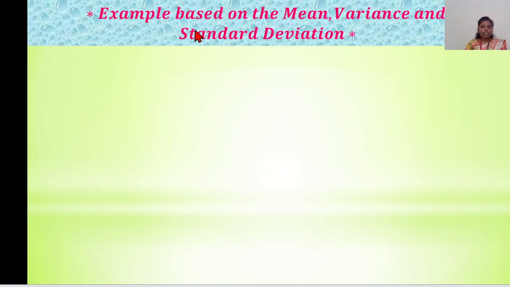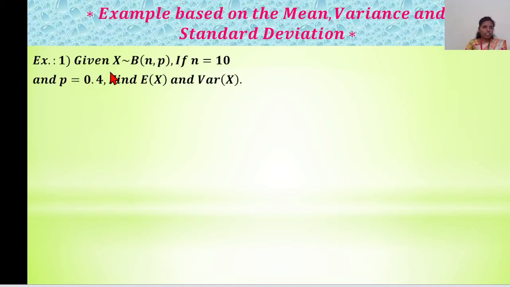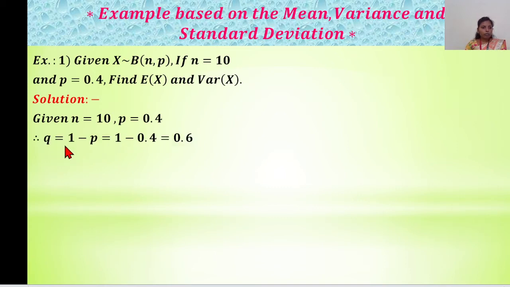Now let us see examples based on the mean, variance and standard deviation. Our first example: given X follows a binomial distribution with parameters n, p. If n is equal to 10 and p is equal to 0.4, find the expected value of X and variance of X. Now let us see the solution. Given n is equal to 10 and p is equal to 0.4. Therefore, q is equal to 1 minus p. Putting the value of p as 0.4, we get q is 0.6.